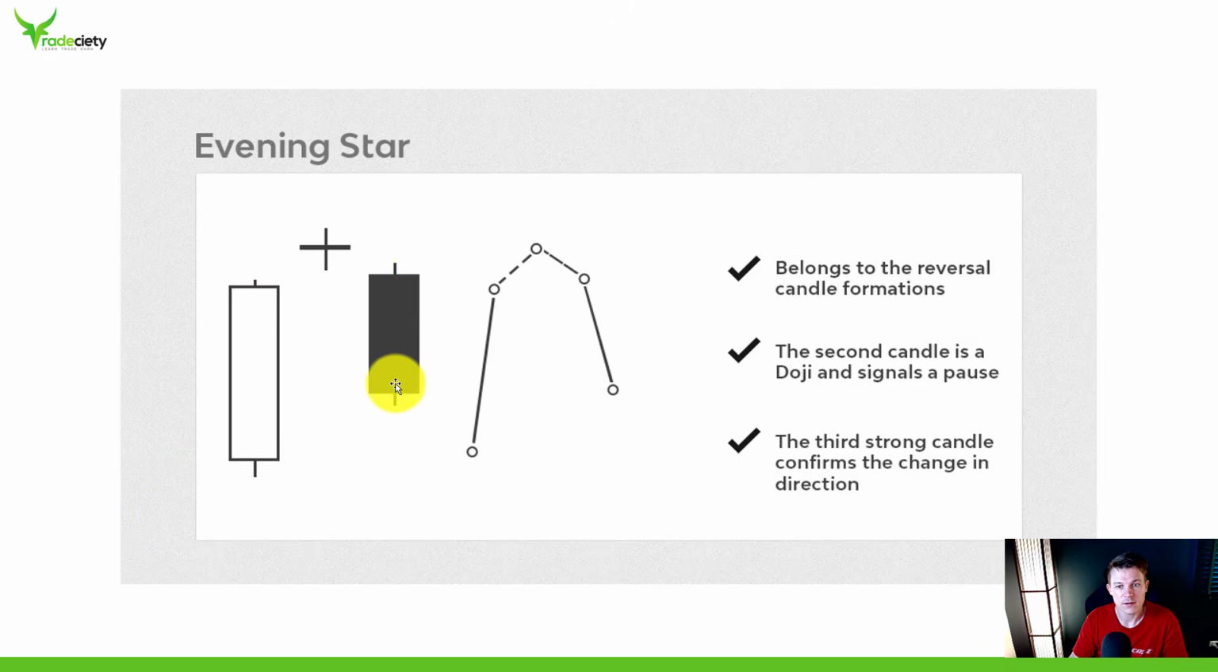Then the next candle, we have a strong bearish candle. So when we follow the price action, you can see here that the market is starting at the lows, moving higher, moving all the way here, pausing here, and then closing all the way here. This is a very strong reversal setup, and often the market continues away from the evening star.